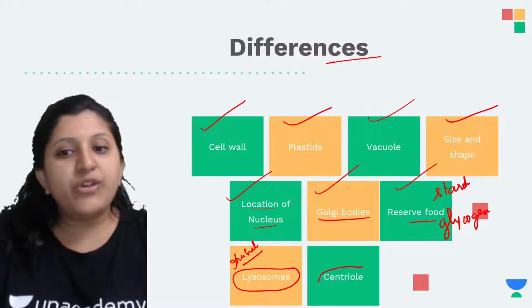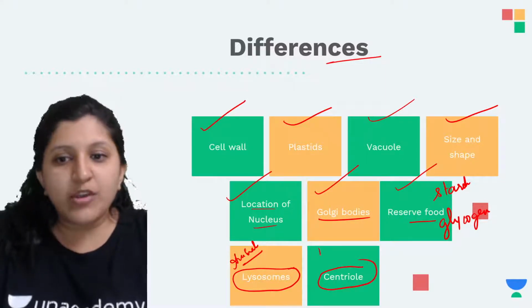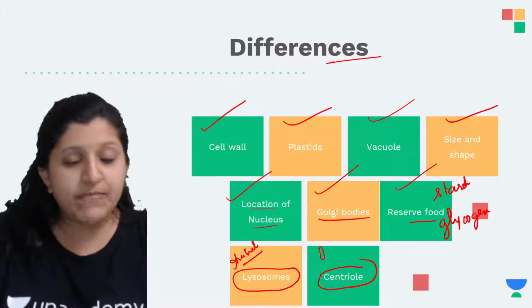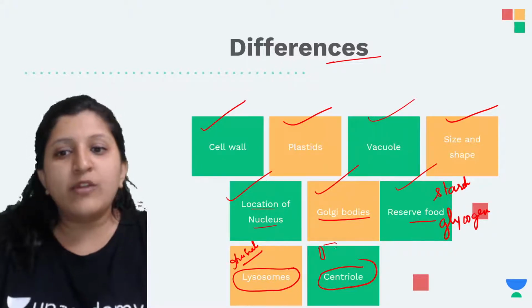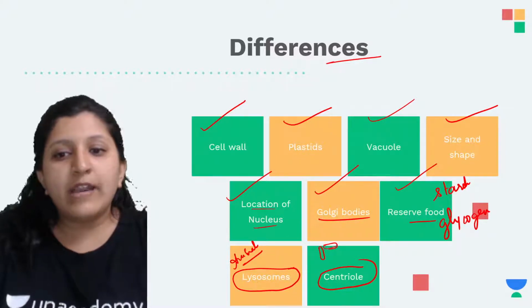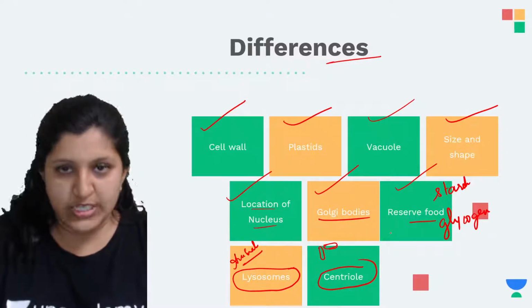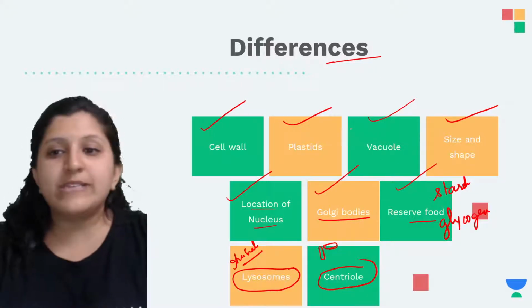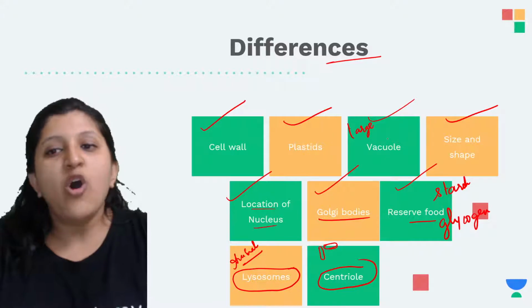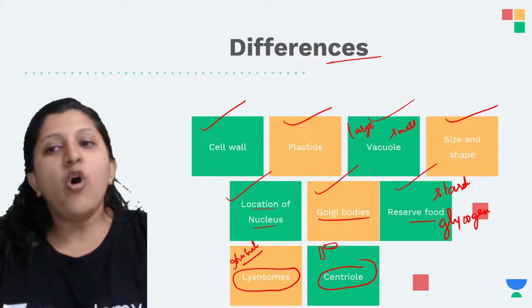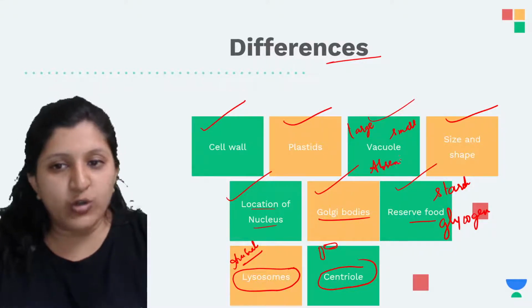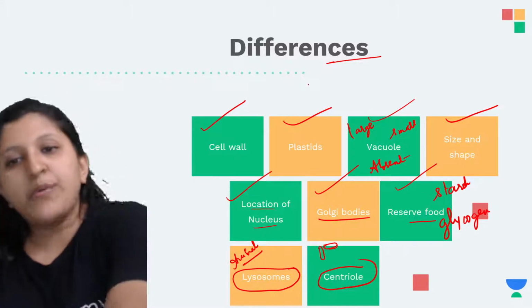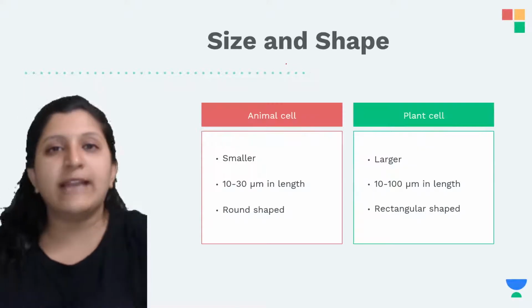Then the centriole: this is the centrosome, and the centrioles are arranged perpendicular to each other. This one is the centriole. Then the vacuole: whether it is large, small, or absent. That also we will be discussing. All this we will discuss now, the differences between plant and animal cells.